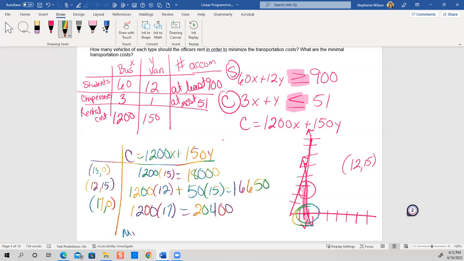So now my answer here is my minimize, right? The minimum amount, that's what it asks for, is going to be to minimize the transportation cost. It should be, when you rent it, 12 buses and 15 vans. And they have minimized the transportation cost to $16,650.